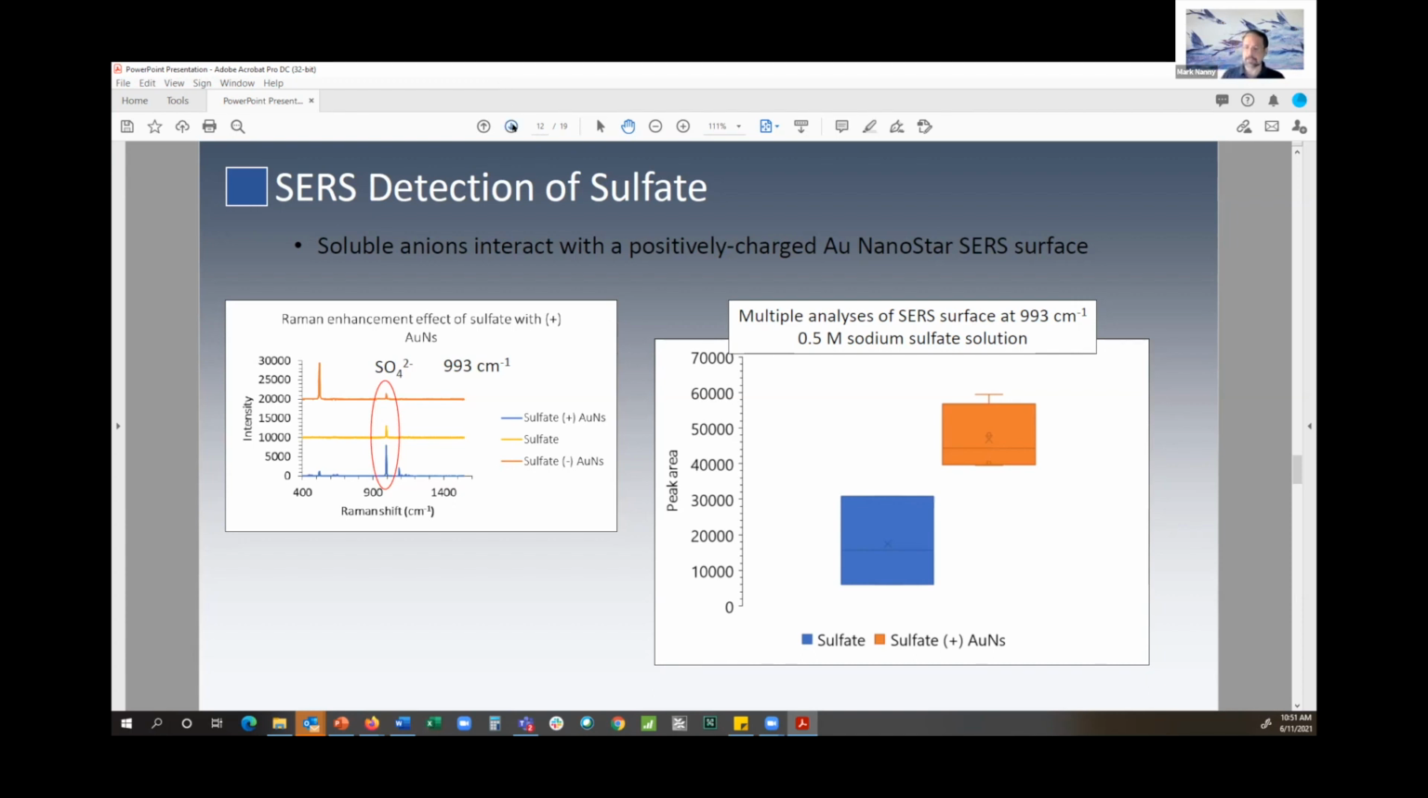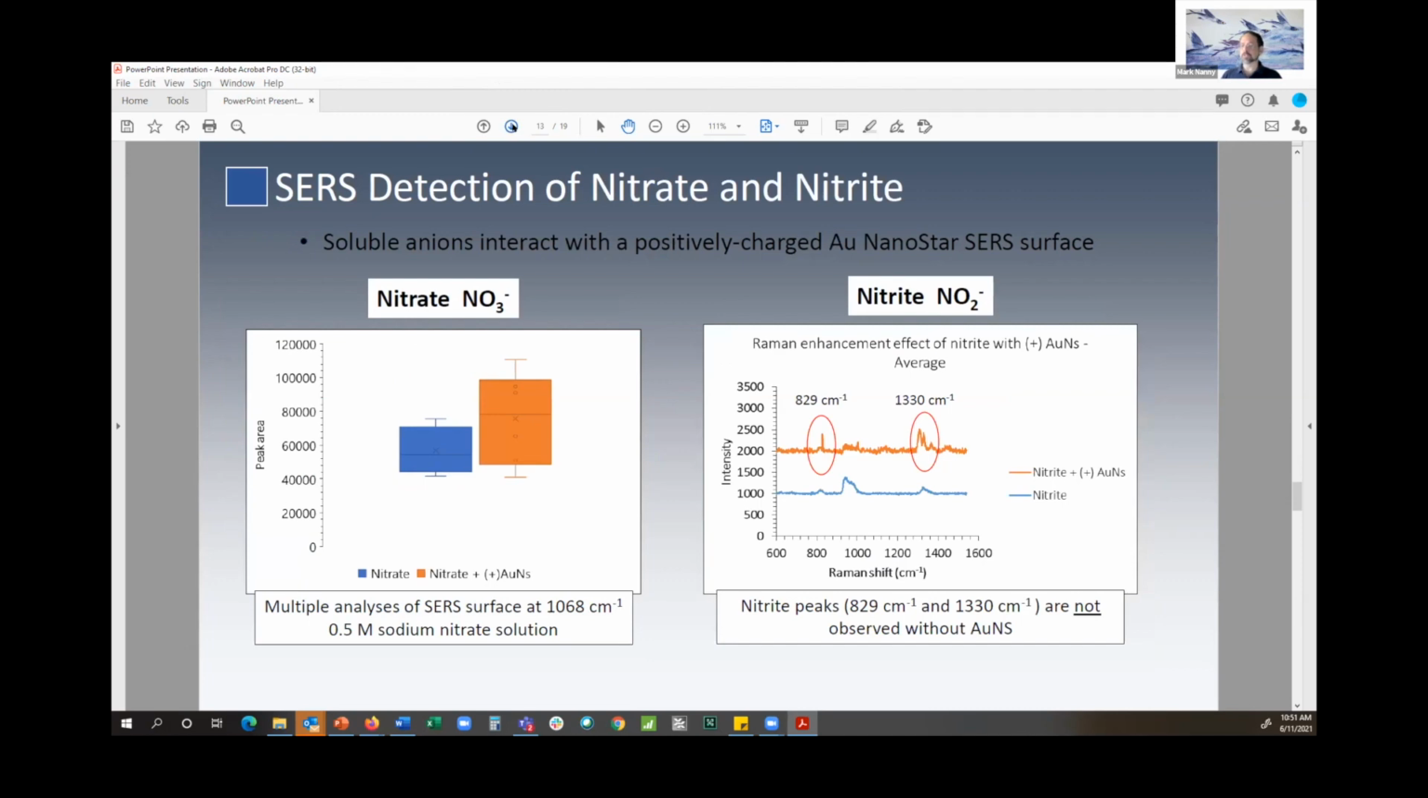We also, next slide, please. We also are interested in nitrate and nitrite, using, again, the silver nanoparticles with the cation exchange materials. With nitrate, we're not getting as much SERS as we'd hope, but there is a little bit there. However, with nitrite, what's really exciting is that nitrite by itself, we don't see anything, but in the presence of the silver nanoparticles, we see two peaks indicative of nitrite. So nitrite is really dependent on that SERS.